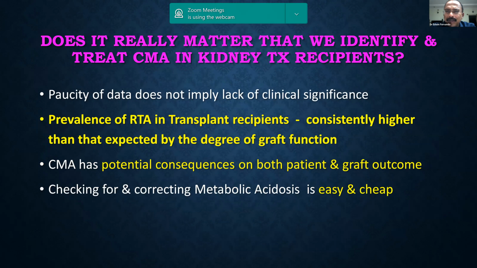So does it really matter that we identify and treat CMA in kidney transplant recipients? Again, because there is paucity of data does not imply there is lack of clinical significance. Prevalence of RTA is consistently higher than that expected by the degree of graft function. It has potential consequences on both patient and graft outcomes, and checking for and correcting metabolic acidosis is definitely easy and cheap.